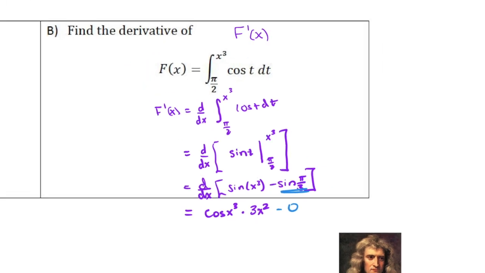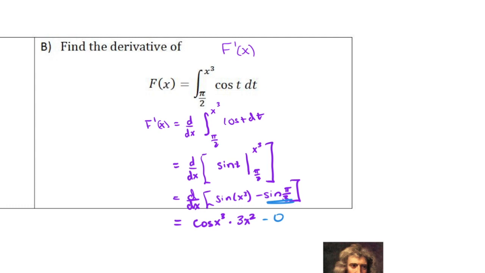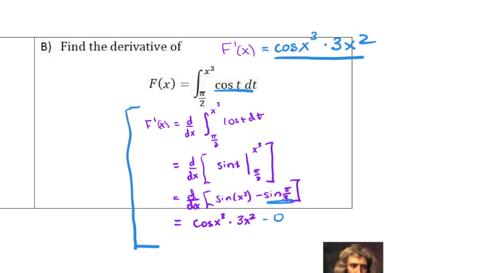So what is the derivative of an antiderivative? Let's look again. Your answer for the derivative of f prime of x is your cosine of x cubed times your 3x squared. So for this problem, see if you can figure out how to go from the derivative of f prime of x, either using the order of operations or directly to your answer.